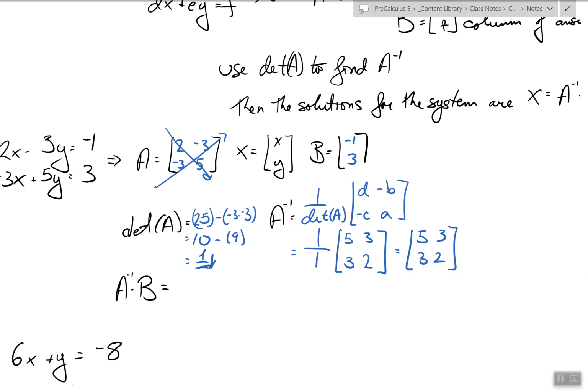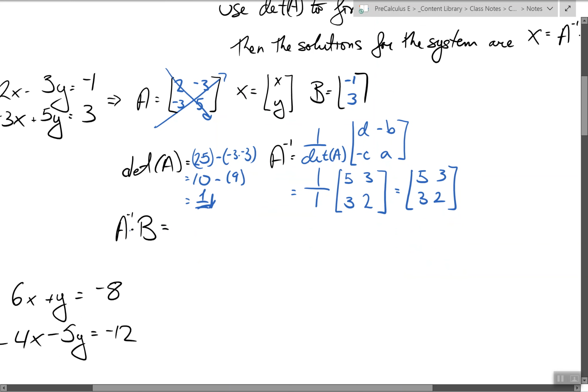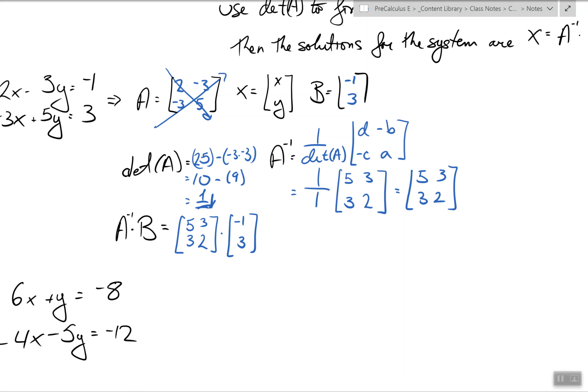To find our answers, we're now going to do some matrix multiplication. We're going to take the A inverse we just found, so 5, 3, 3, 2, and multiply it to the solution column, which was negative 1, 3. When you get to this point, the multiplication should always work. If it doesn't, it means you've really messed up somewhere, because it should always be a 2 by 2 times a 2 by 1. So the internal dimensions should agree. If you've done something incorrect and the multiplication doesn't work, you're way off, go back, try that again.